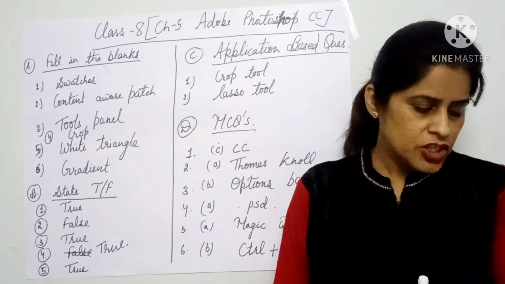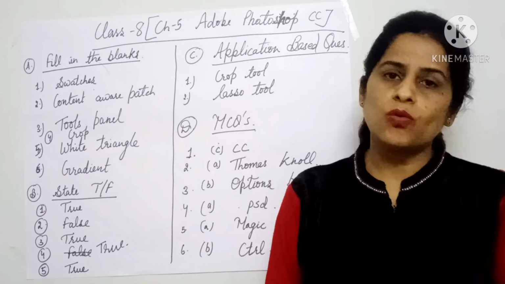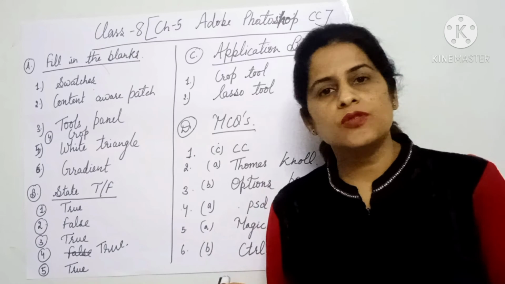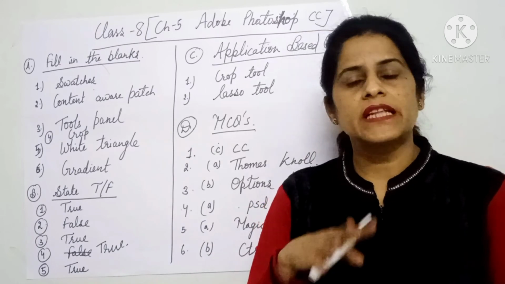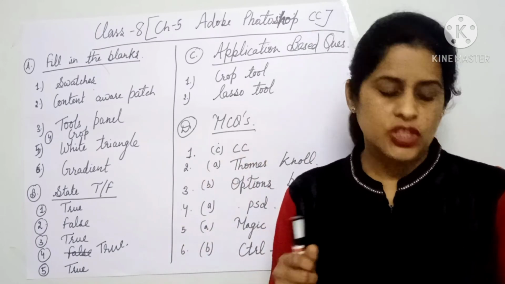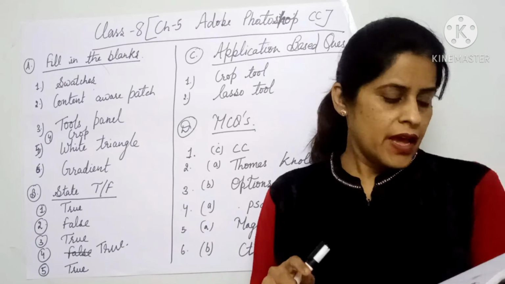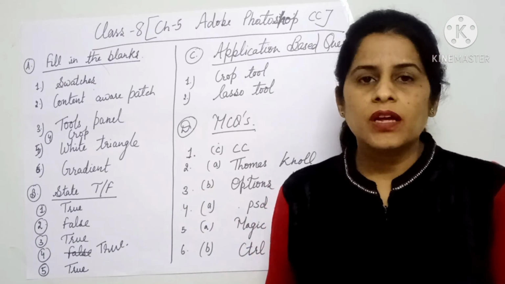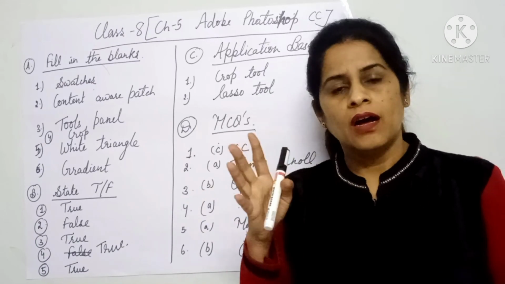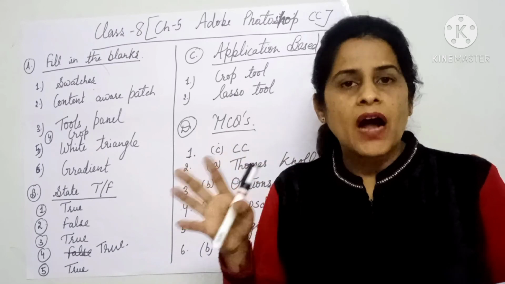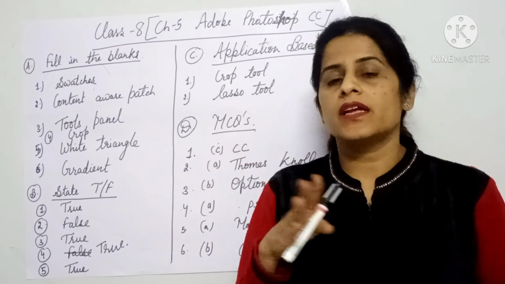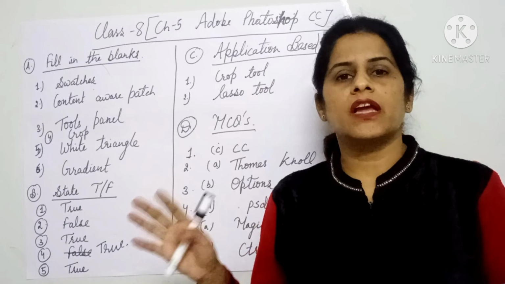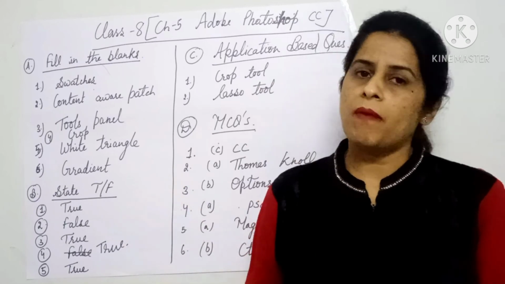Next is, differentiate between the rectangular marquee and the lasso tool. What was the use of the lasso tool? If you want to select an irregular portion of an image, then we will use the lasso tool. And what is the use of the rectangular marquee tool? If you want to select a part of an image in a rectangular or circular, elliptical shape, then we will use the rectangular marquee tool.